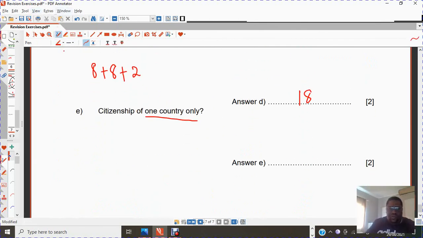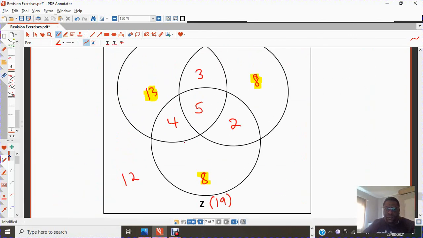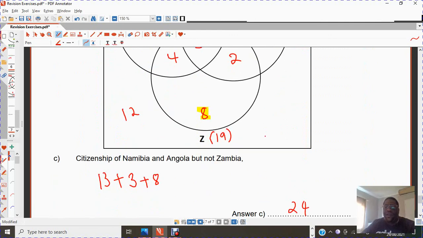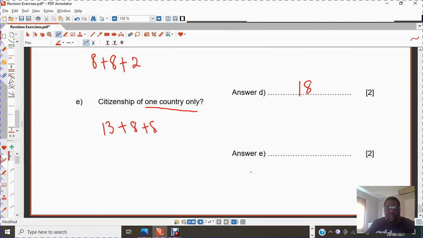All right, so here it will be 13 plus 8 plus 8. I hope you still get it. That 8 plus 13 plus that 8. Anyway, this is going to give you nothing but 29. So our answer here, therefore, is 29.